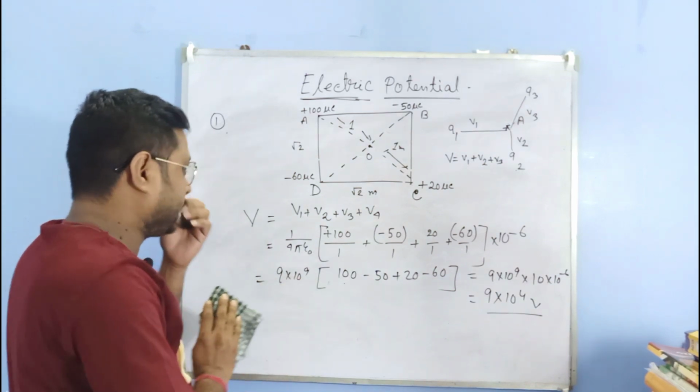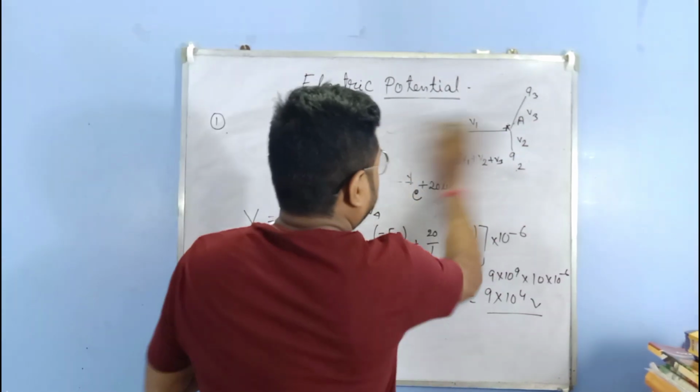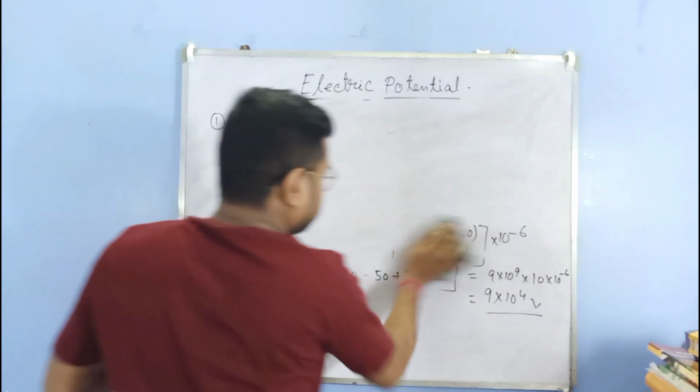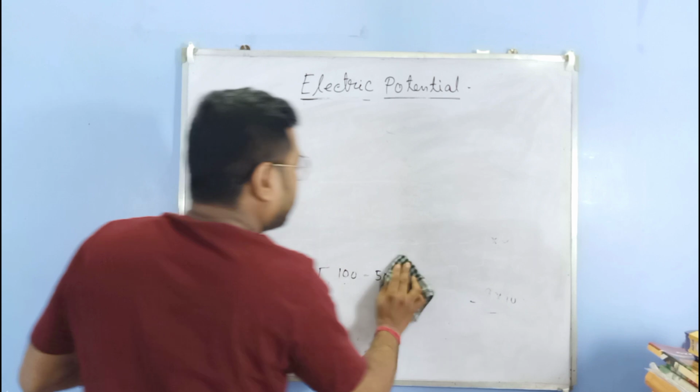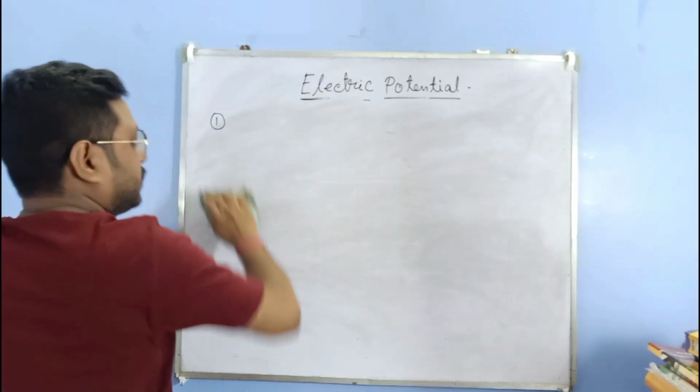Next we go with another numerical of potential. This is only basic. In the next lecture we shall do the potential at axial position or bisector position.